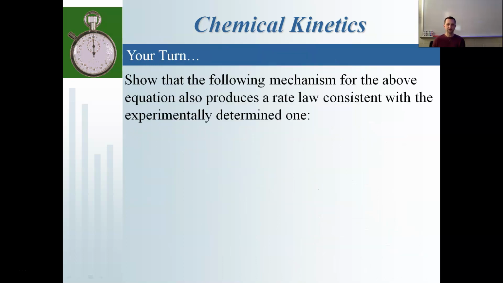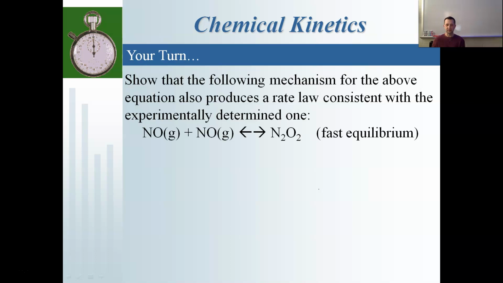So there's one that you're going to try here, and it says to show the following mechanism for the below equation also produces a rate law consistent with the experimentally determined one. So there is your reaction mechanism. This is the practice problem on the bottom of your page. You want to show that this reaction mechanism is also going to equal the same rate law as the problem that we just did. This is just an alternate reaction mechanism for the first problem.